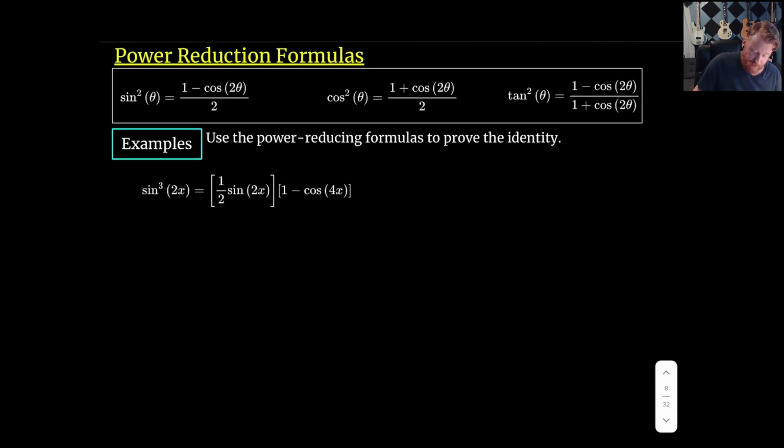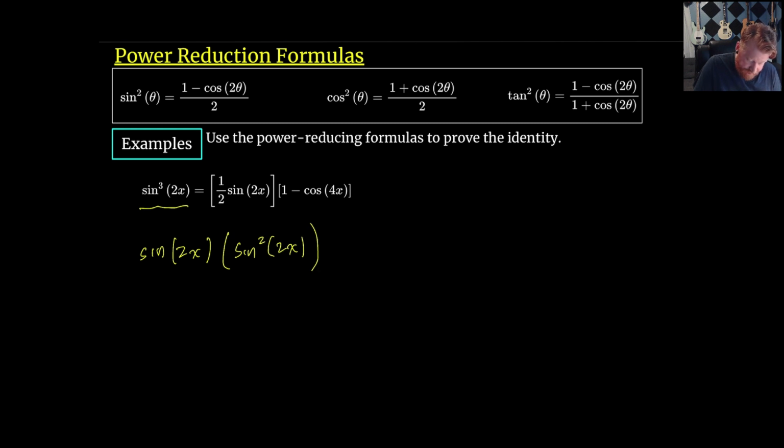All right, just another example here of using the power reducing formulas. We want to just prove this identity here instead of trying to accomplish some goal. So we're going to show that this is true. The first thing that we'll do is look at this left-hand side here, and I'm going to rewrite this as sine of 2x times sine squared of 2x.